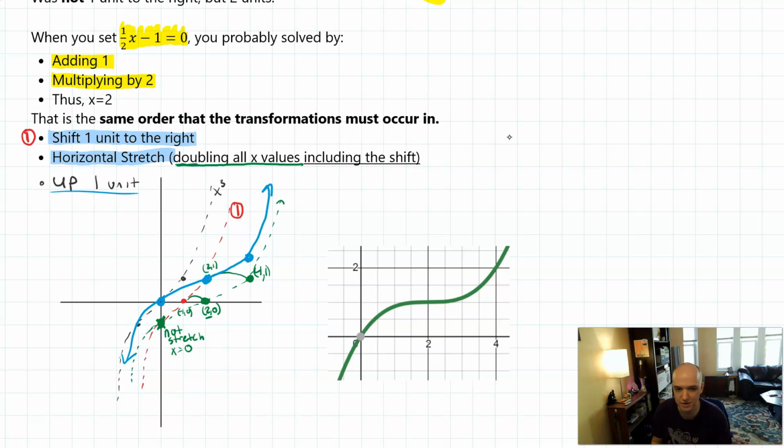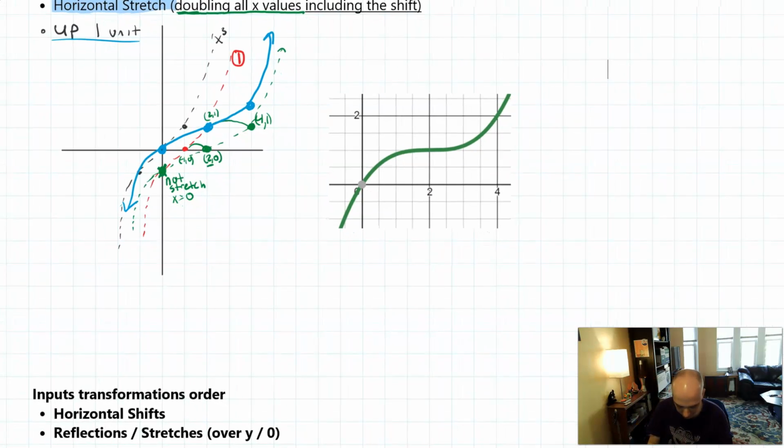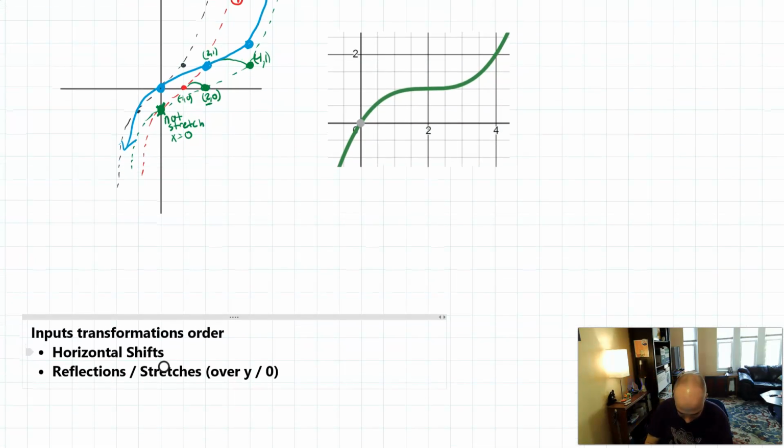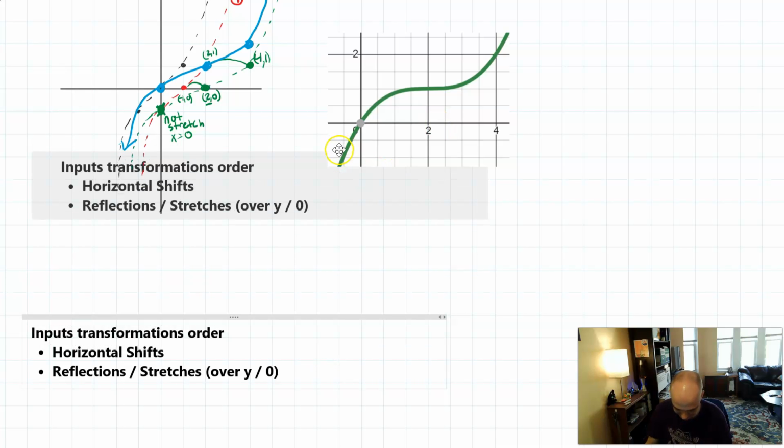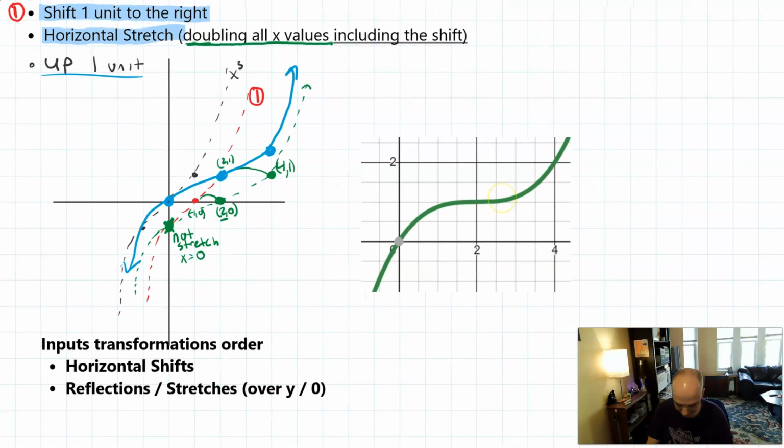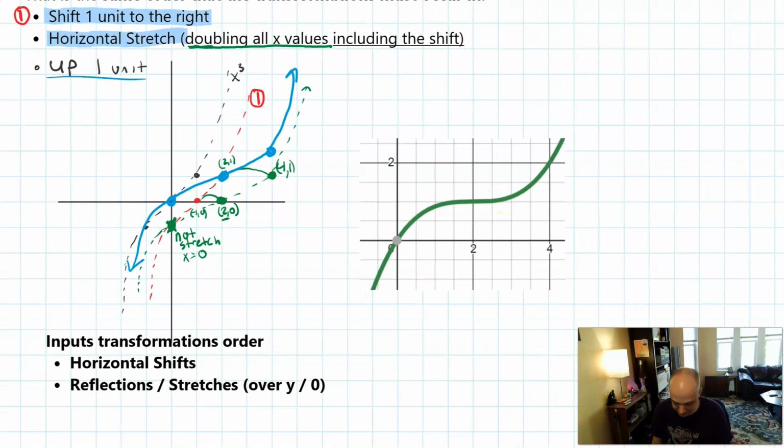Just remember that when you're doing transformations on input functions and you're thinking about them as a sequence of transformations, the order that they should be done in is first do your horizontal shifts and then do your reflections and stretches. But when you do those reflections and stretches, always remember that you're not reflecting over the vertex of the transformed graph. You're reflecting and stretching based on the 0 value. So really think about coordinate points, not just shapes moving in space. If you can do these shifts in that order, you'll be good to go.